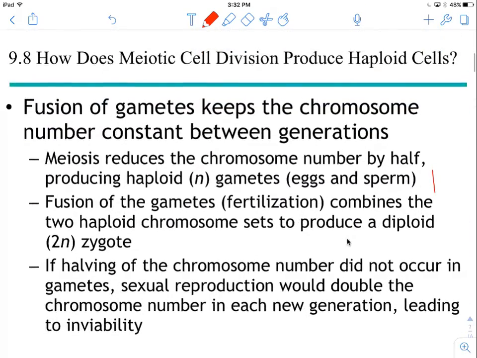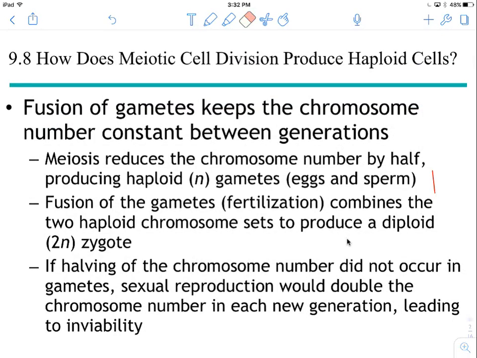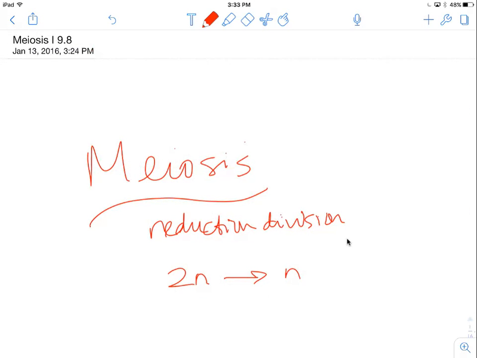All right, so why do we do this? So again, the reduction division. These haploid cells are our gametes, right? Our egg and our sperm.